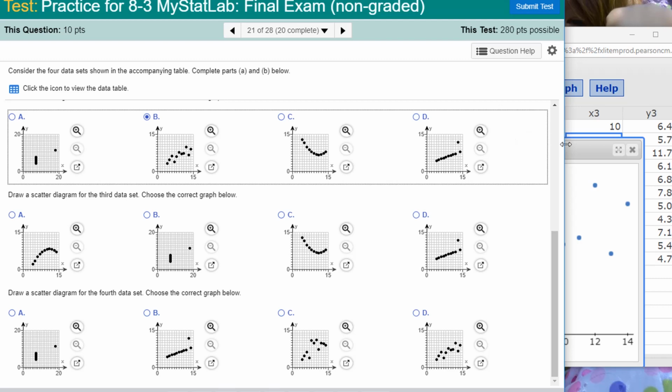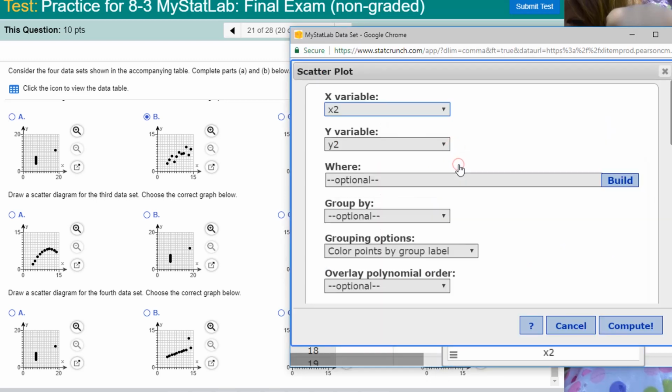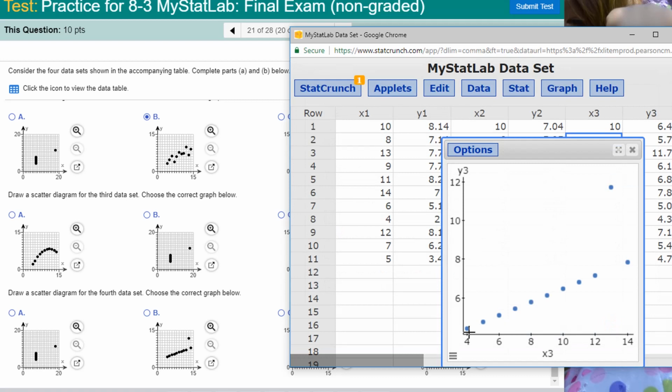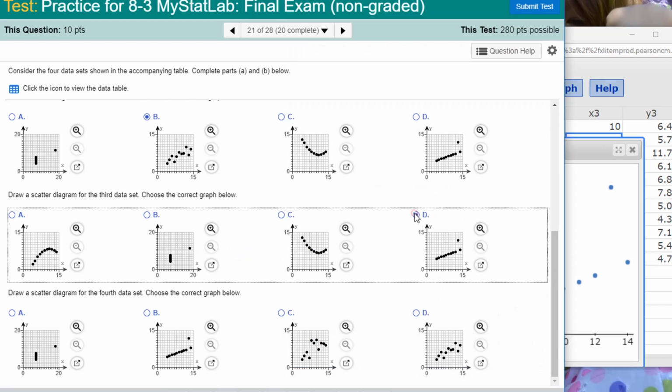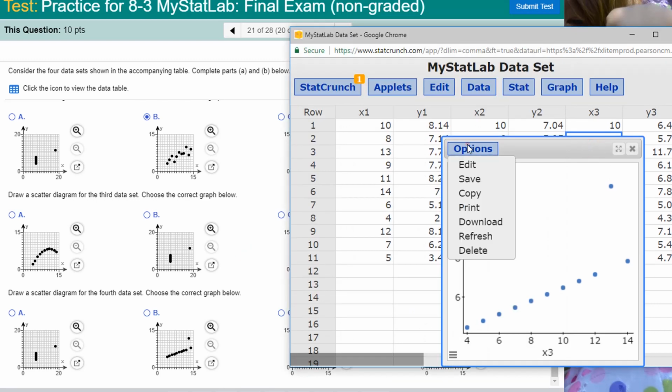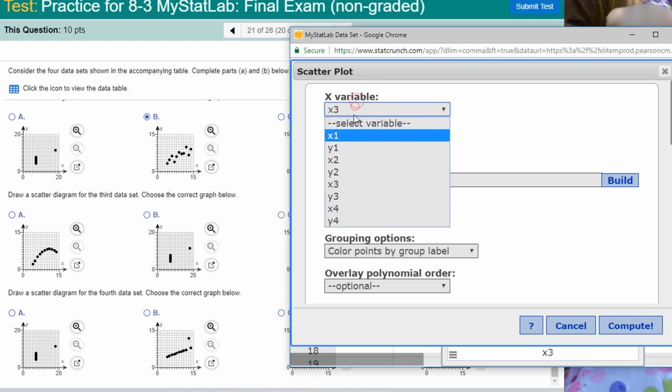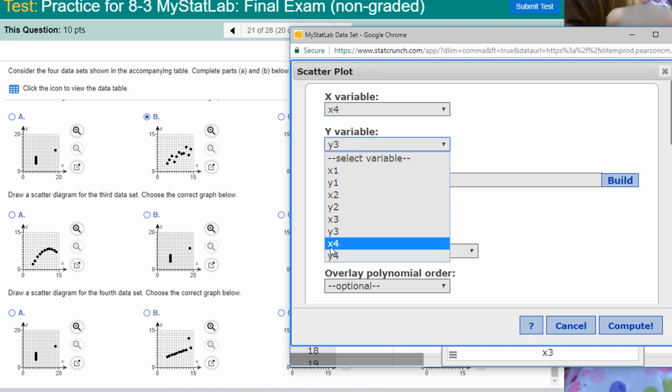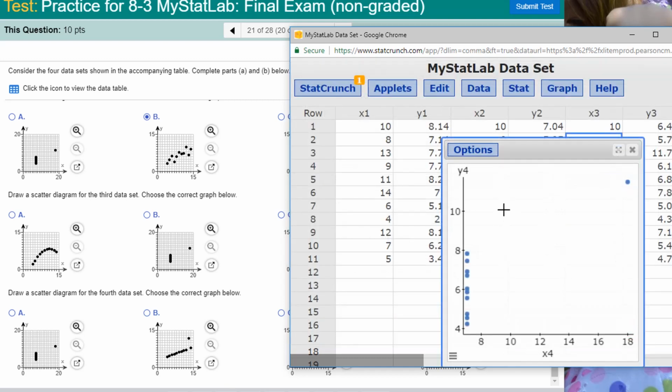Let's do the third one. Edit. We're going to do x3 versus y3. And it looks like that. A line with one, I guess you call it an outlier. That point has what you call high leverage up there. This is the shape. And let's edit, change it to x4 and y4. And then you have these points here and that one point there.